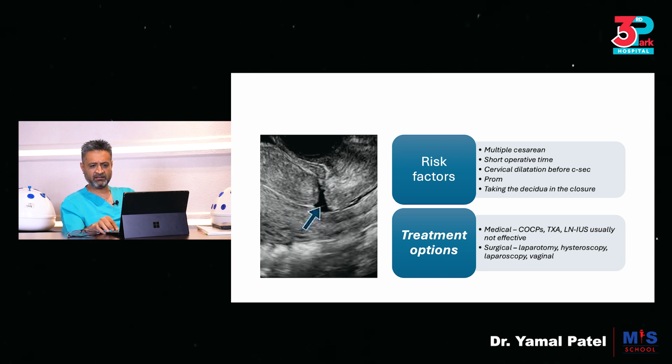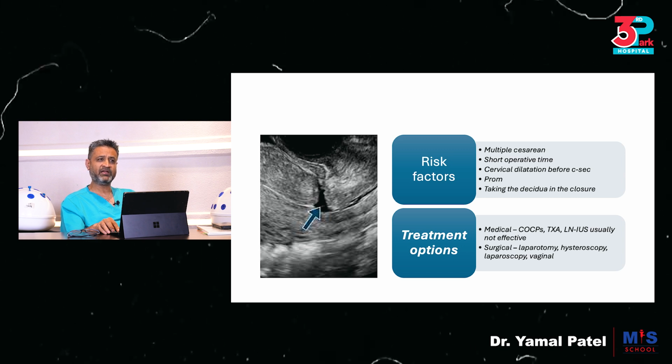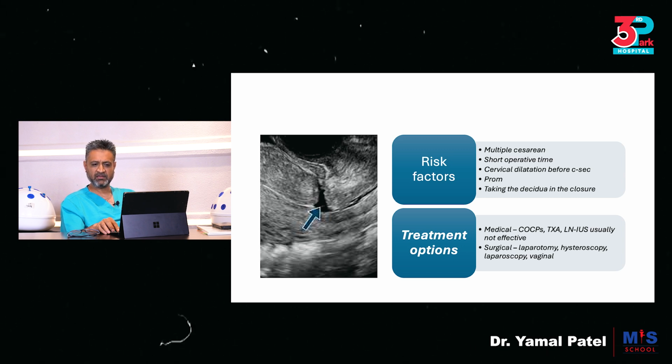Treatment options range from medical, like the combined pills to stabilize the bleeding irregularity, to tranexamic acid when necessary, to maybe levonorgestrel IUS like the Mirena, but usually this is not very effective. Or we could now do it surgically, and we have options of correcting this by laparotomy, hysteroscopically, laparoscopic, or sometimes vaginal by opening up the anterior fornix, and then separating off the bladder and correcting the lesion. So these are all options that we could do.